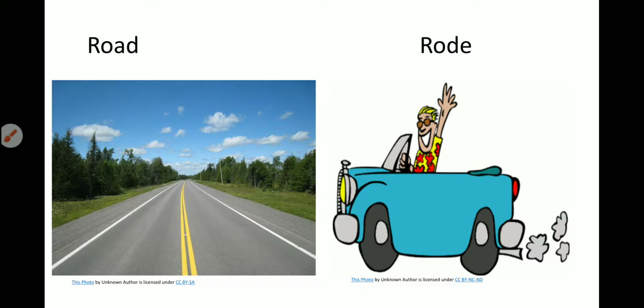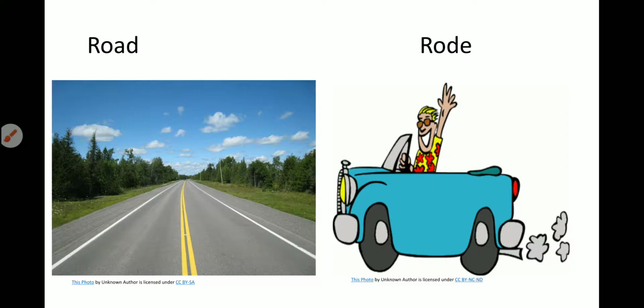The next example, road and road. The first road is spelled R-O-A-D, and it's a path, a pathway that leads somewhere. Okay? A pathway that leads somewhere. I was on the road yesterday. I was going home. Okay? That's the sentence, road. I was on the road yesterday. The road is spelled R-O-A-D and it means pathway.